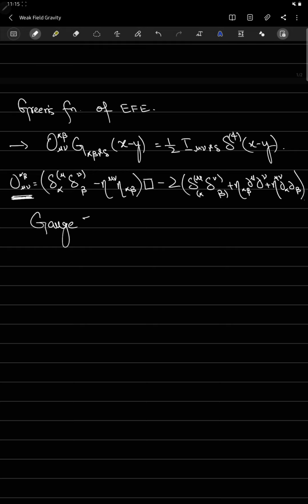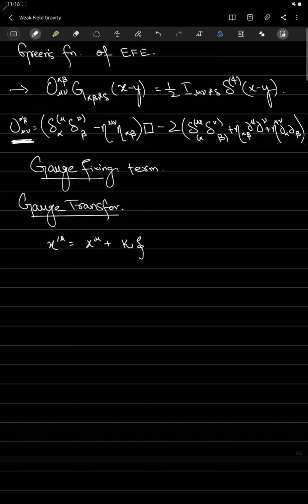So yes, now because of this thing that we need to add a gauge fixing term, we'll go and focus on the gauge transformations for some time, right? So let's start by considering an infinitesimal transformation of the coordinates, which is x prime mu is equal to x mu plus kappa and some xi mu of x.